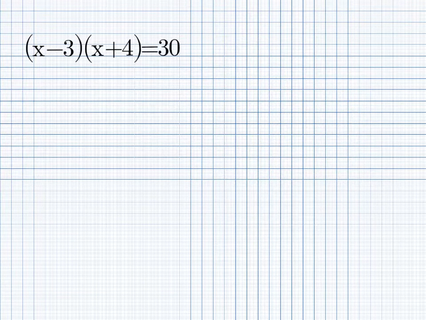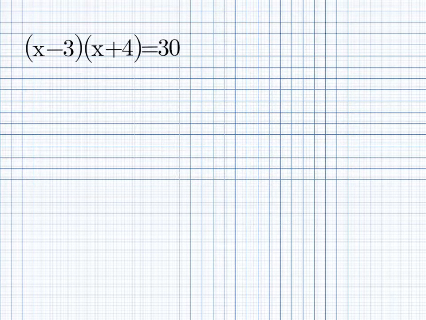In Problem 5, we're asked to solve the equation x subtract 3 times x plus 4 equals 30 by factoring. The first thing we need to realize is that this equation is not factored, since the 30 on the right-hand side would need to be 0 if this were a factored form. So that means we actually need to multiply and combine like terms before we can factor. So let's go ahead and do our multiplication.